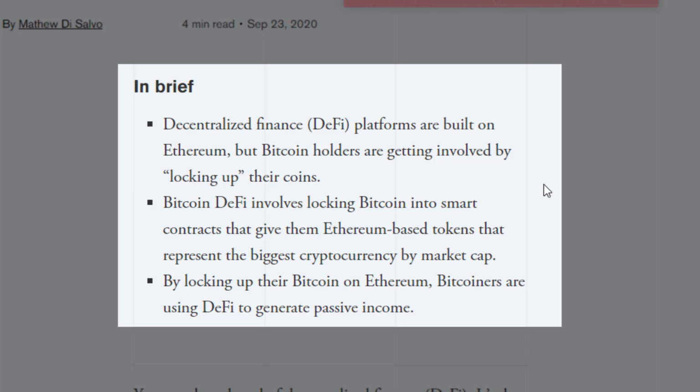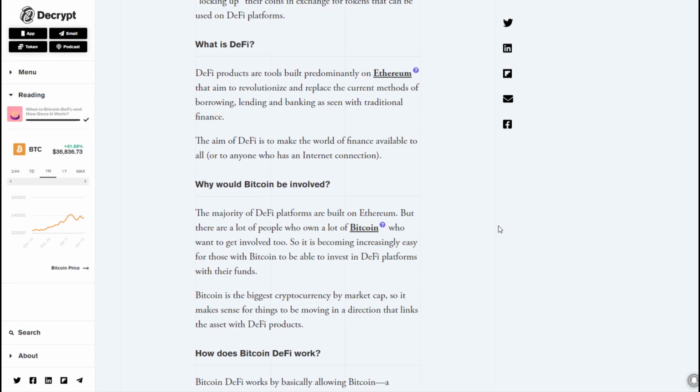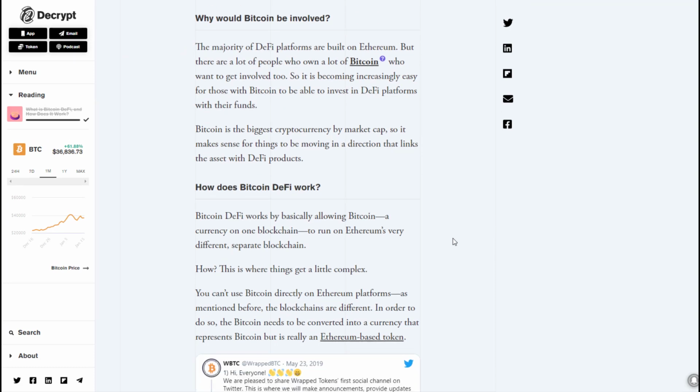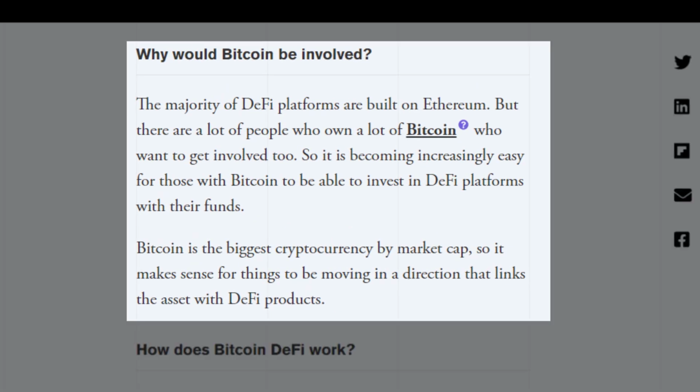By locking up their Bitcoin on Ethereum, Bitcoiners are using DeFi to generate passive income. I'm not going to walk through what DeFi is, but it's in this article if you do not know. So why would Bitcoin be involved? Well, the majority of DeFi platforms are built on Ethereum, like I said, but there are a lot of people who own a lot of Bitcoin who want to get involved too. So it's becoming increasingly easy for those with Bitcoin to be able to invest in DeFi platforms with their funds.